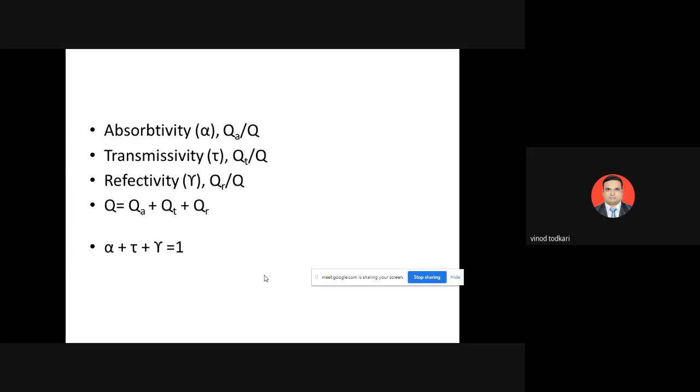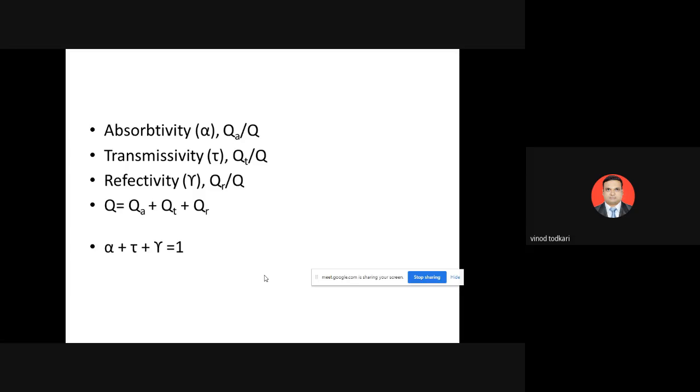Let's say a tree is there, or any object is there, a glass window is there, out of which QA is the amount which is absorbed, QT is the amount which is transmitted, and QR is the amount which is reflected. So four factors or four mathematical terms we have discussed. One is Q, second is QA, third is QT, and fourth is QR.